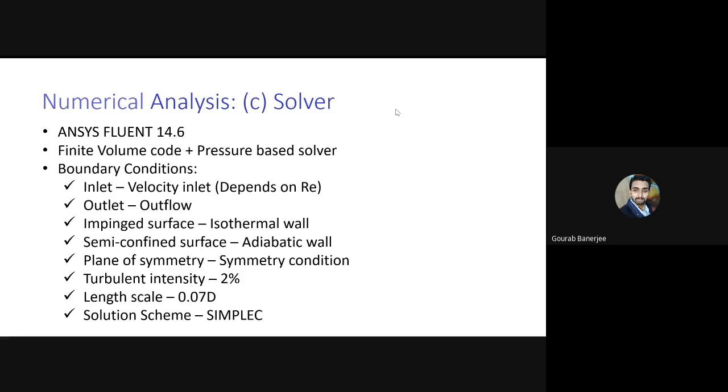The impinged surface or the hot plate was taken to be isothermal initially. The semi-confined surfaces were taken to be adiabatic walls. The plane of symmetry has a symmetry condition. Now, the turbulent intensity, which comes coupled with the inlet condition, has been taken to be 2%, and the length scale to be 0.07D, where this capital D essentially means the nozzle diameter or the nozzle width in 2D. And the solution scheme is SIMPLE for this case.